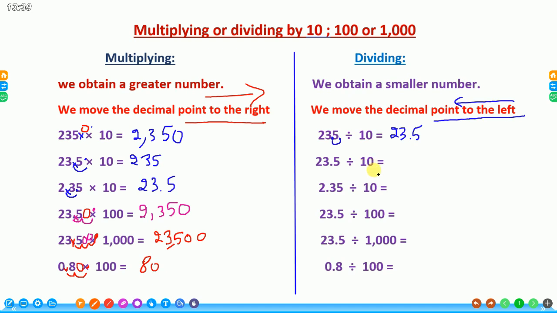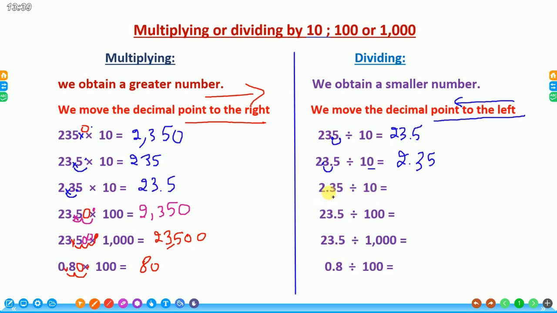23.5 divided by 10. Here the decimal point is already placed, but be careful when you have a whole number, the decimal point is just after the ones digit. Now we need to move the decimal point one time to the left, and the answer is 2.35.